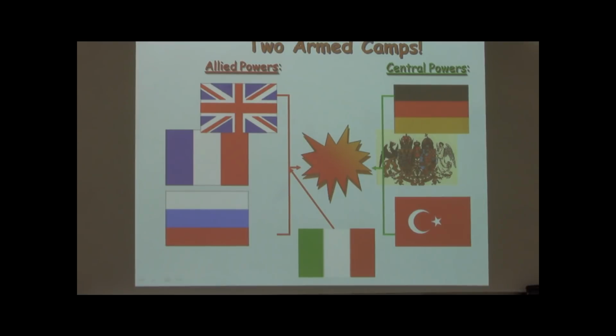So at the outbreak of the war, what we see is that Italy switches sides and the Ottoman Empire becomes part of the Central Powers. So the Allied powers now consist of Britain, France, Russia, and Italy. The Central Powers make up Germany, Austria-Hungary, and the Ottoman Empire.